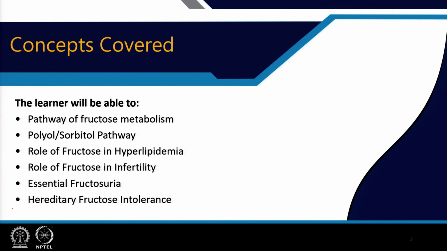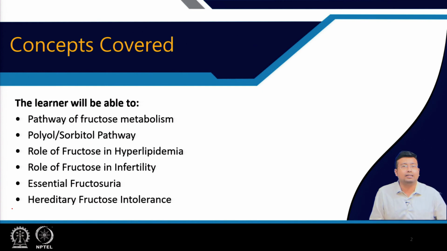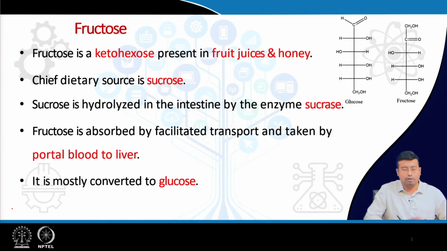We will be covering the pathway of fructose metabolism, and facts about the polyol or sorbitol pathway. We will see how fructose metabolism can lead to hyperlipidemia, how fructose plays a role in fertility or infertility, what is essential fructosuria, and what is hereditary fructose intolerance. All these concepts will be covered one by one.